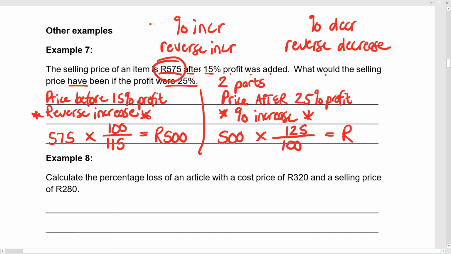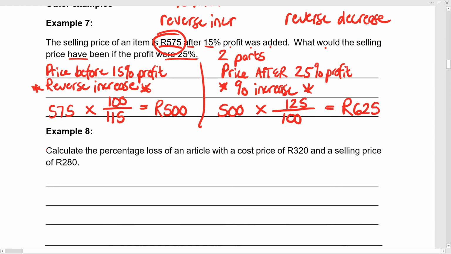Yeah, because that was with a 15% profit. This needs to be quite a bit more because now it's a 25% profit. And when you type that into the calculator, you'll see that it is a 625 Rand new selling price.